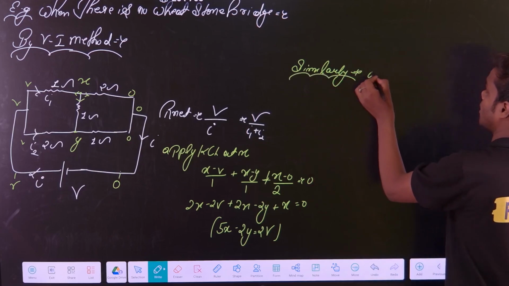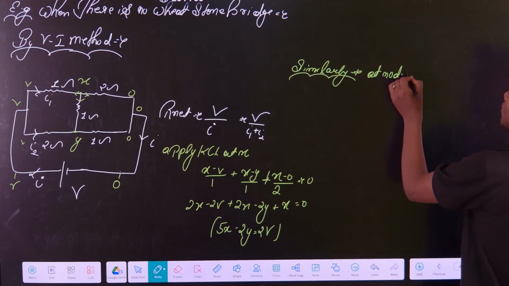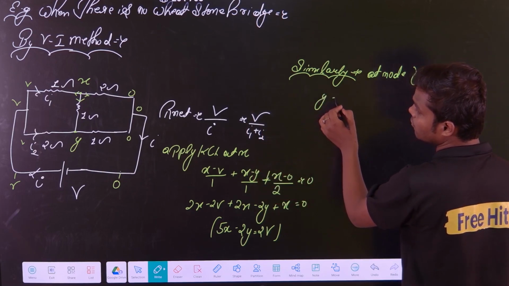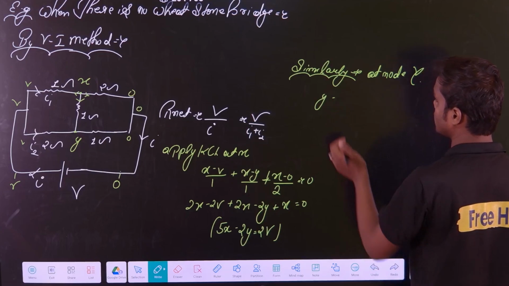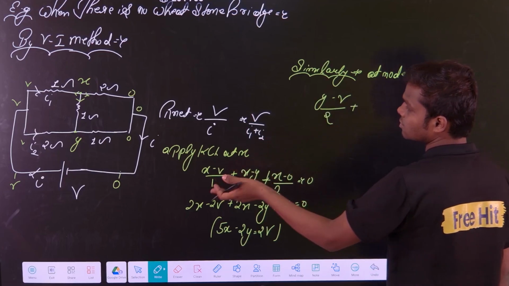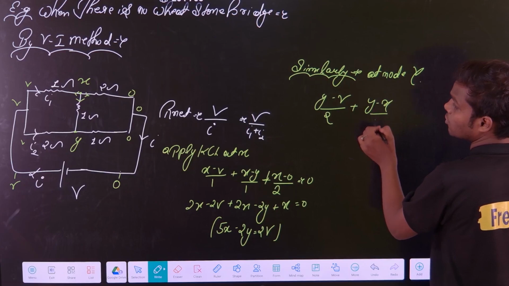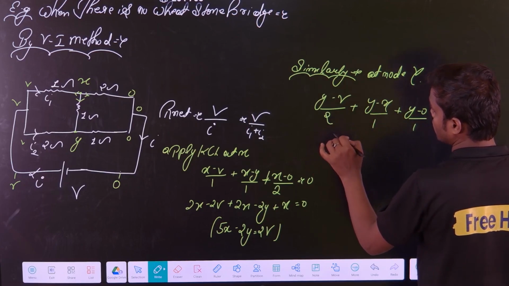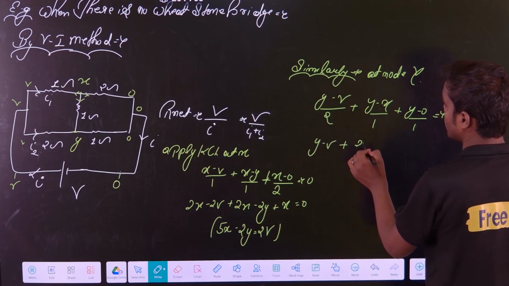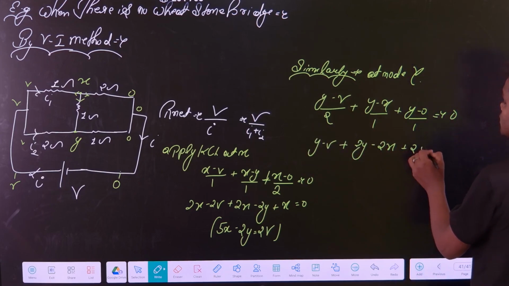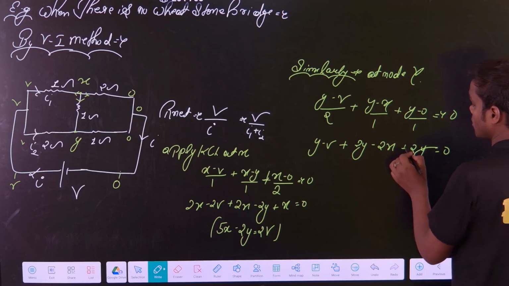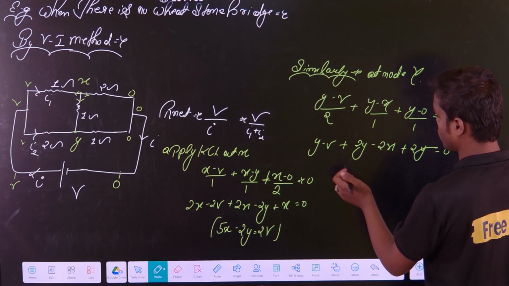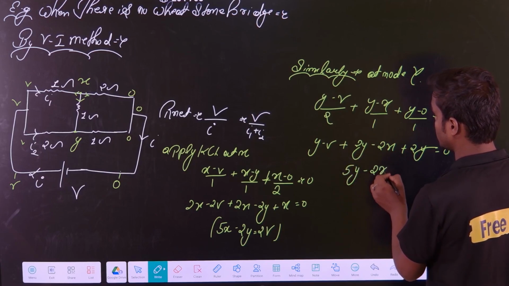Similarly at node Y, if you write for node Y, what is the value you will get? That is Y minus V upon 2, correct. Y minus V upon 2 plus similarly Y minus X upon 1 plus Y minus 0 upon 1 is equal to 0. Then you multiply by 2. So what you will get? Y minus V plus 2Y minus 2X plus 2Y is equal to 0. So what you will get is 5Y minus 2X is equal to V.